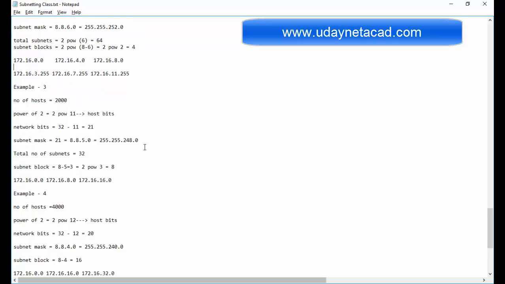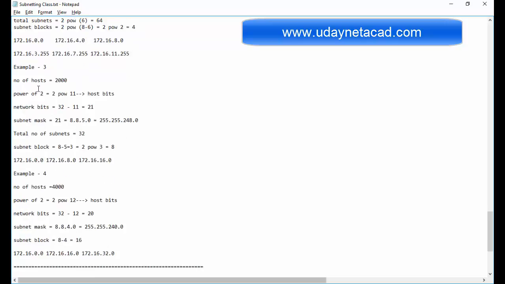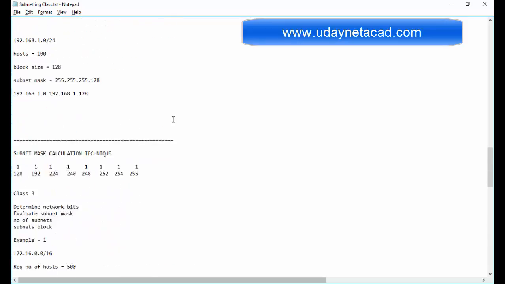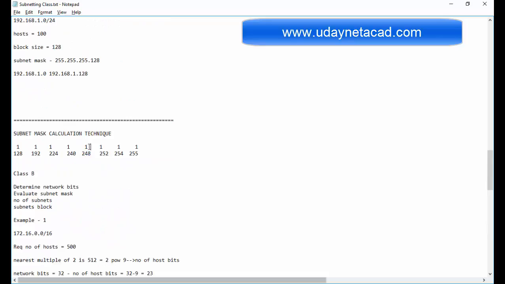Let's take another example here. If the number of required hosts is 2000, again applying the same principle, 2 to the power of 11, so 11 is the number of host bits. Network bits is 32 minus 11, that's 21. The subnet mask is 21 distributed equally into octets: 8, 8, and 5, that's 255.255, and for 5 bits it's 248.